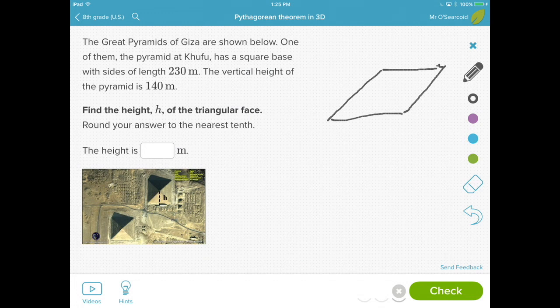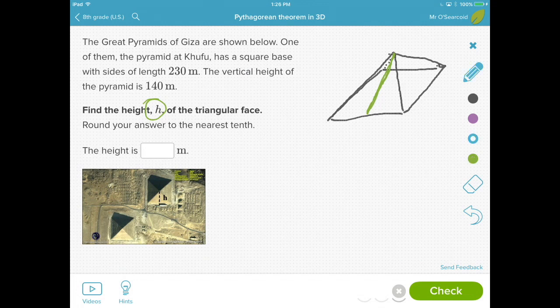Now, first of all, it helps to draw this because our vertical view of it is not very helpful. We want to see it in 3 dimensions, so we're going to do the base first and each of the sides. Notice that the sides of the base are pretty easy. That's 230 meters. But we're looking for that green side there, the height of the triangular face, which is a little bit more challenging to figure out.